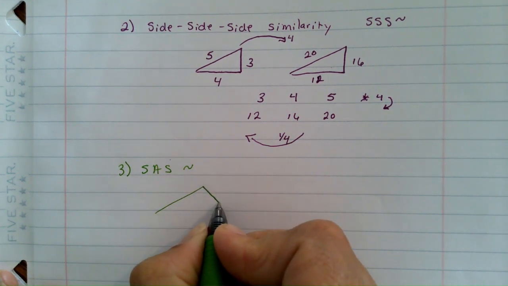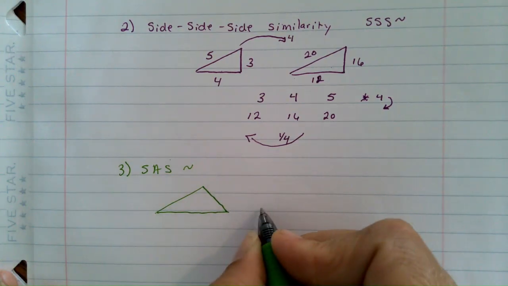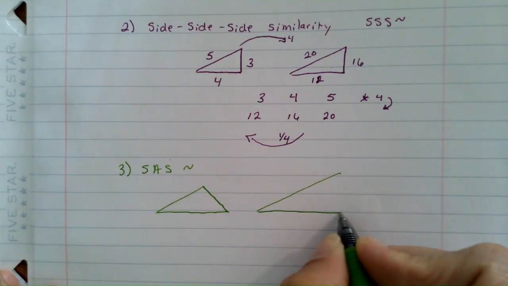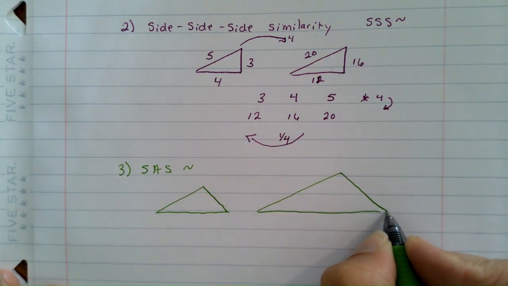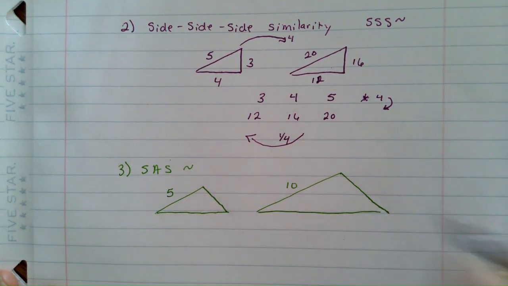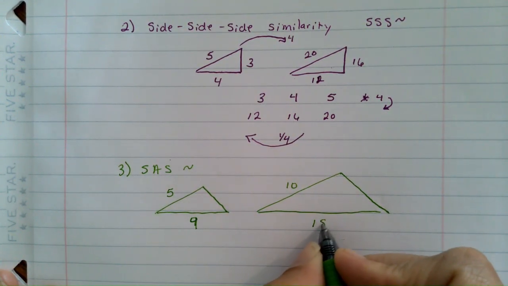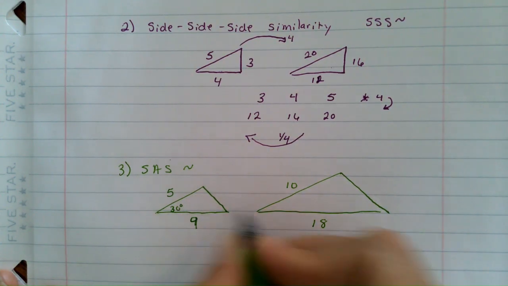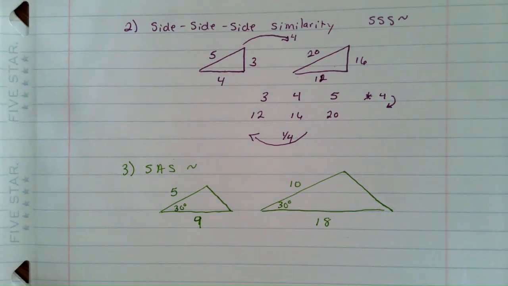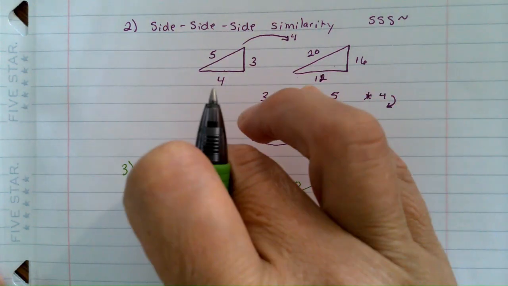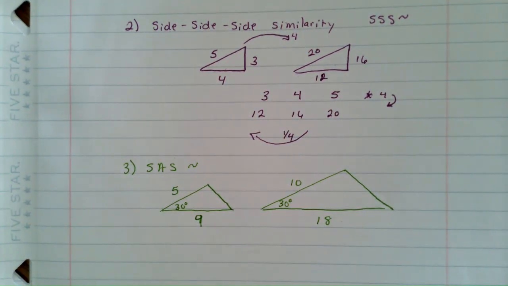But, 5, 10, 9, 18, and 30 degrees, 30 degrees. So if we were to take this and bring it on top, then we'd have an angle that matches up, right? So we could do the whole verifying of all the segments to make sure, but we have that point of dilation.